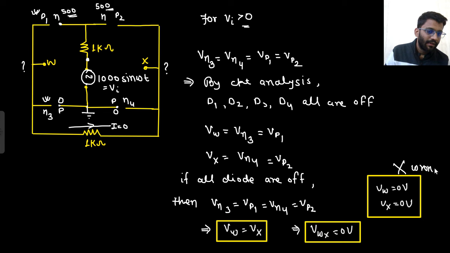If, in the question, they had asked you what is VW and if there is an option 0 volt and if you click on that, that will be wrong. The answer will be cannot determine. Are you getting this point? So VW is equal to VX. That's why your VWX is 0. That's why they did not ask individual potential. They just asked what is VWX. VWX is 0 volt because both potentials are the same. Right? This was the analysis for Vin greater than 0. Now think the same analysis for Vin less than 0. Okay? Try doing it on your own. What will be the analysis for Vin less than 0?